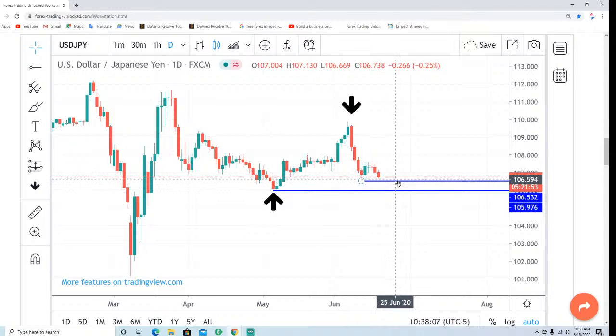This low here at 106.59, this area here, is a short-term pressure zone. If we fail from here, obviously it's going to make the bears start to salivate, but I don't know if we're going to really get much there.